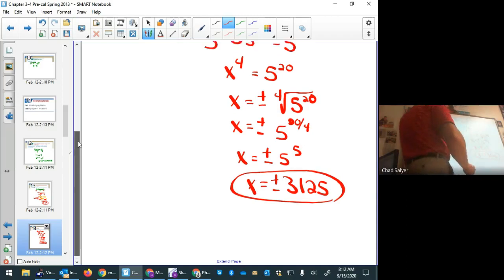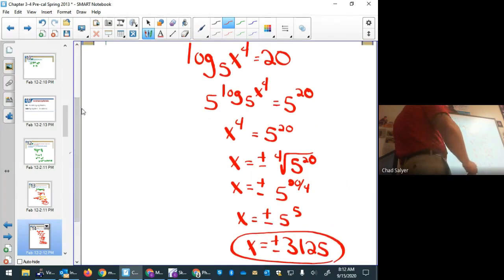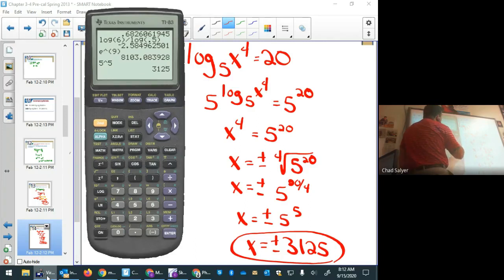And we'll just check our answers to make sure they work. So the log of 3125 to the 4th divided by the log of 5. That's 20, so that one worked. And now we need to test the negative. Oh, it says non-real, but it shouldn't be the case. Oh, I need to put it in parentheses. Okay.